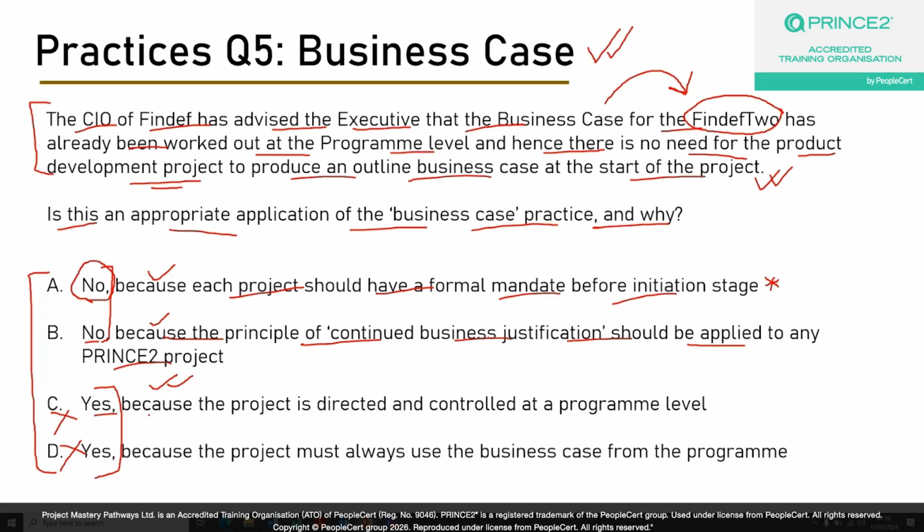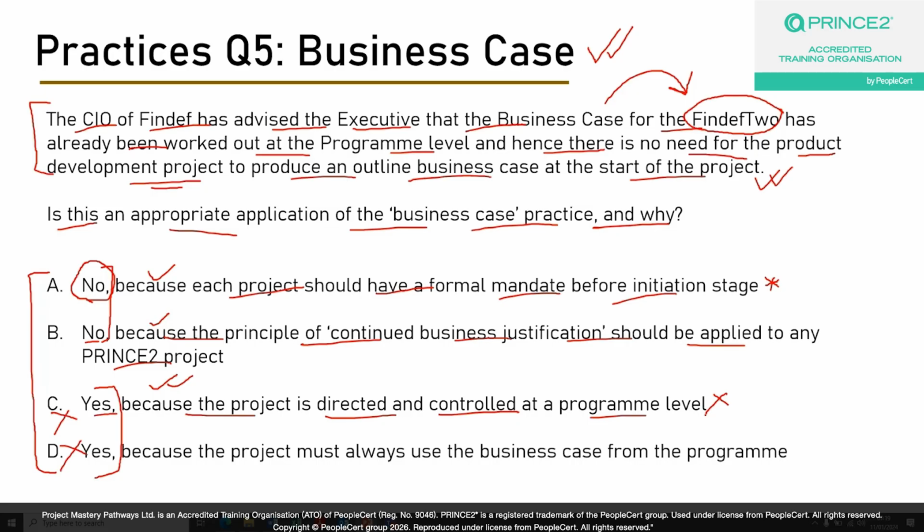Yes, okay, which is definitely incorrect, because the project is directed and controlled at a program level. This is incorrect. The program management doesn't direct and control each and every project. Okay, the program management controls the program and the project board for every project, because the project board reports to the program board. Okay, and each and every project should have an individual project board.